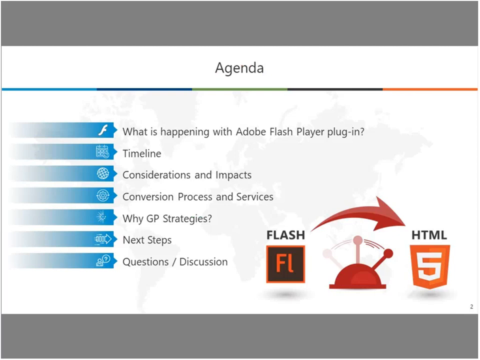We're going to talk about the considerations and impacts, things that you can do right now in looking at your current inventory and what that means as it relates to that timeline of events. We're going to talk about some conversion processes and services. We're going to talk about why GP Strategies is the right organization to help you along this journey. And then we're going to end it with some next steps. What are your call to action and what can you be doing right now?